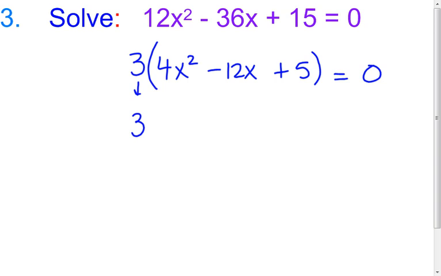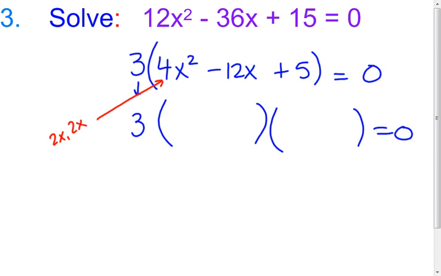Okay. Then I will factor this trinomial. And I will start by listing the factors. So, 4x squared could be 2x and 2x, and 1x and 4x. 5 could be 1 and 5, and that's it. That's the only ways you can get it. So I will start by doing 2x and 2x.